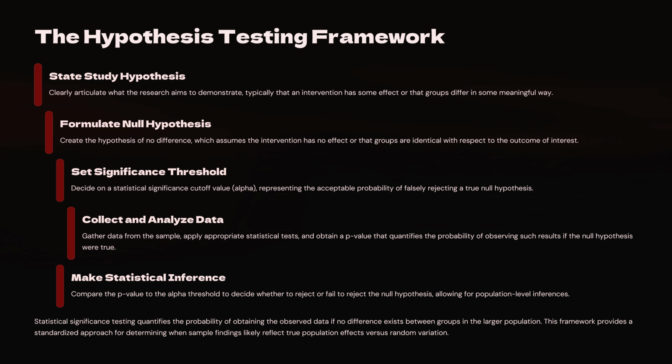You state a study hypothesis. So you articulate what the aims are. You typically have to say that the intervention has an effect on some groups in a meaningful way. You formulate the null hypothesis. So you basically create a hypothesis of no difference. So if you think a blood pressure medication affects blood pressure, the null hypothesis is that it does not affect blood pressure. And then you have to set the significance threshold, which is called alpha, which we'll be learning about too. And it represents the acceptable probability of falsely rejecting a true null hypothesis.